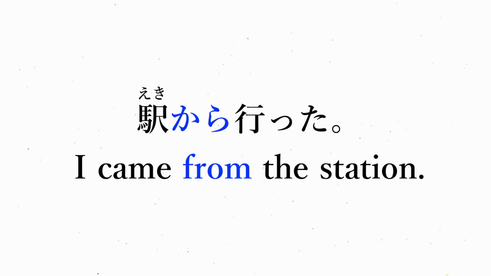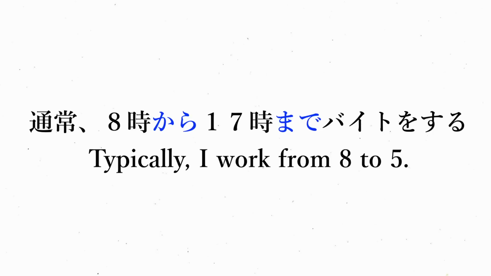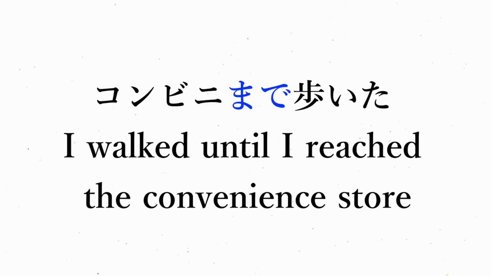The other use of kara is as a preposition, and it can mean from. Eki kara itta. I came from the station. You can use this for time as well, and when paired with made, it can sort of mean from blank until blank. 通常8時から17時までバイトをする. I typically work from 8 in the morning to 5 in the evening. Made roughly means until. コンビニまで歩いた. I walked until I reached the convenience store. Or I walked to the convenience store.